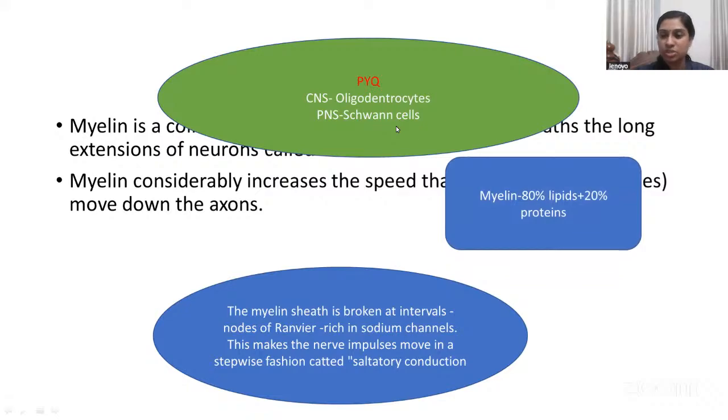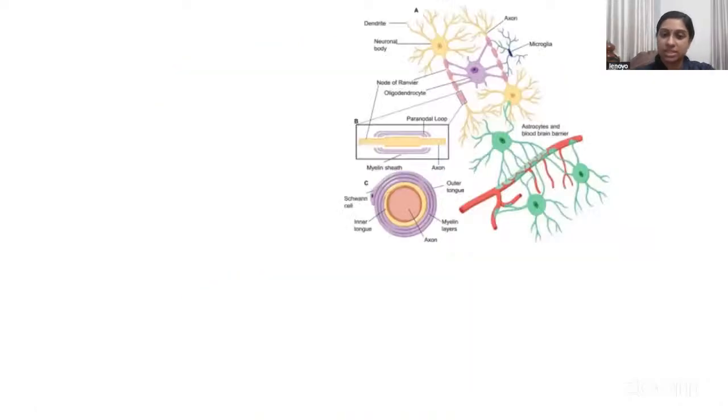So what's the composition of myelin? About 80% lipids and 20% proteins constitute the myelin. Now this is the basic structure of the nerves. Okay. These are the dendrites and this is the cell body or the soma. And these in-between areas are the intervals where myelin sheath is absent. They are called nodes of Ranvier.